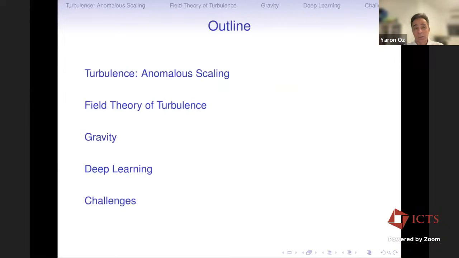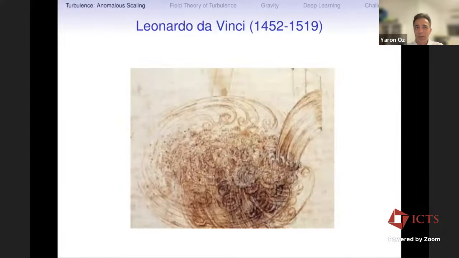The outline is as follows. I will first briefly discuss the problem of turbulence. By now, I'm sure everybody knows it. What is the story of the anomalous scaling? Then I will propose a field theory of turbulence at the inertial range of scales with a precise formula for the anomalous scaling exponents. I will say a little bit about why gravity plays an important role here and where it will play an even more important role probably in the future. And then if time permits, I will tell you how deep learning can actually help us understand turbulence and some challenges. So turbulence is a very old problem.